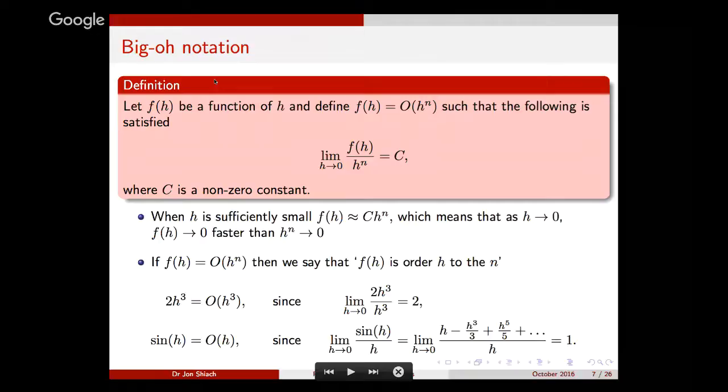So we're looking at when h goes to 0, so we're reducing h, getting smaller and smaller, and our function f of h goes to 0 like h to the n. So when we refer to accuracy, we don't refer to something being how accurate it is. We refer to, if I was to reduce the step length h, how much better would my approximation be?